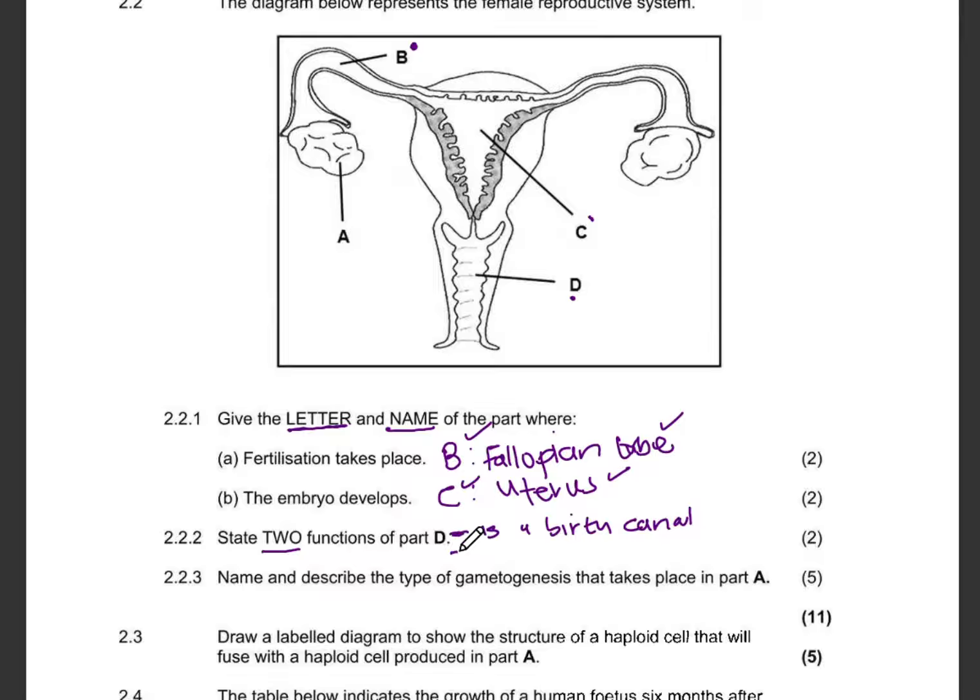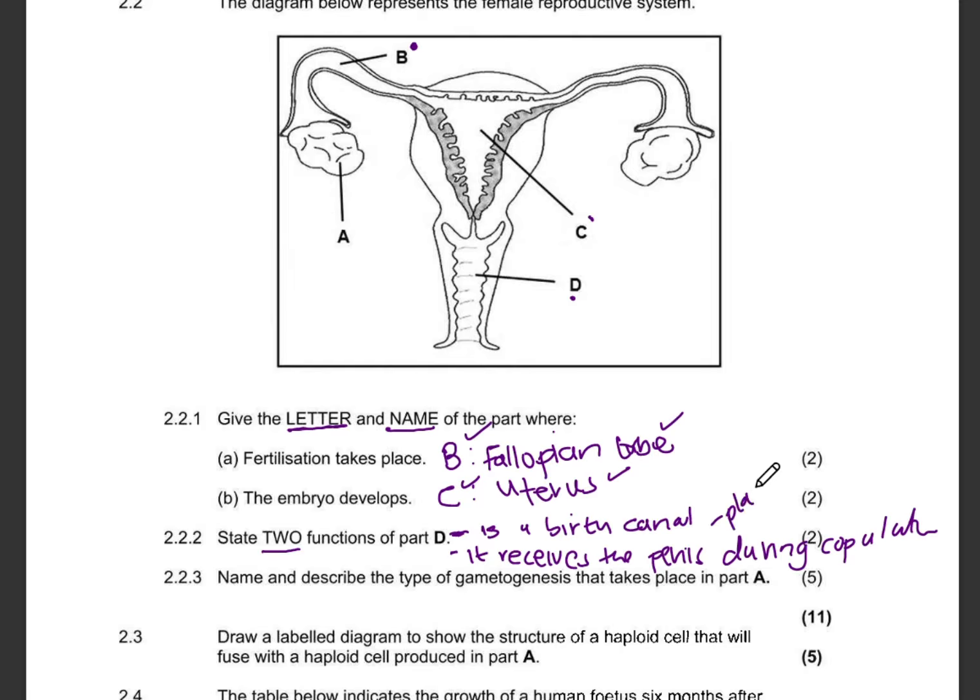Also, this is where the penis will be placed during sexual intercourse or during copulation. So we can say it receives the penis during copulation. This is also the place or the structure where semen will be released into during ejaculation. So we can also talk about that. Remember, they asked for 2, guys, so you just need to mention 2.